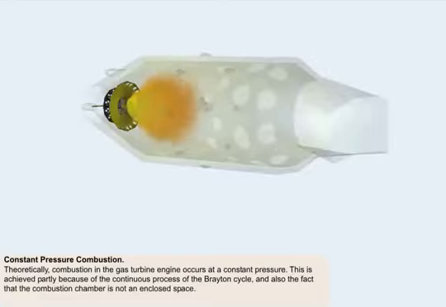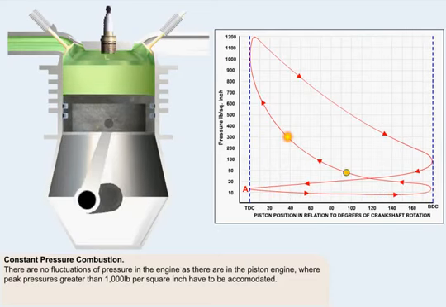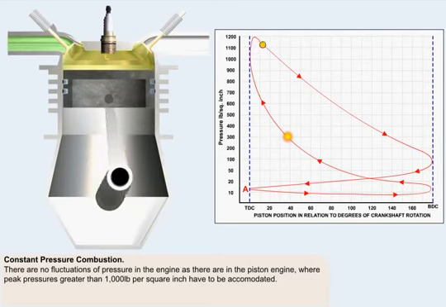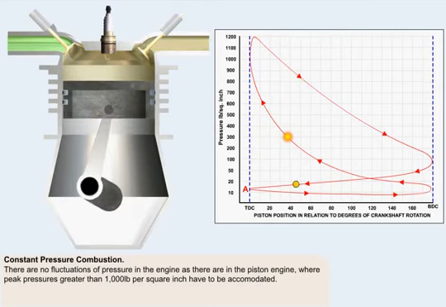As we previously stated, theoretically combustion in the gas turbine engine occurs at a constant pressure. This is achieved partly through the continuous process of the Brayton cycle, and also by the fact that the combustion chamber is not an enclosed space. These circumstances ensure that there are no fluctuations of pressure in the engine as there are in the piston engine, where peak pressures greater than 1,000 pounds per square inch have to be accommodated.